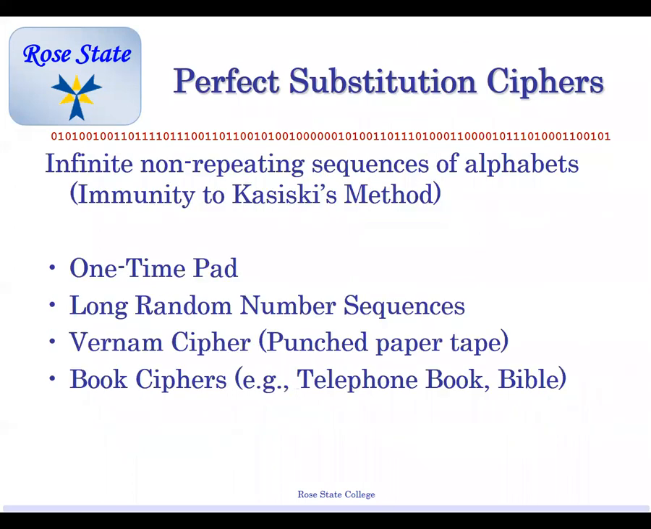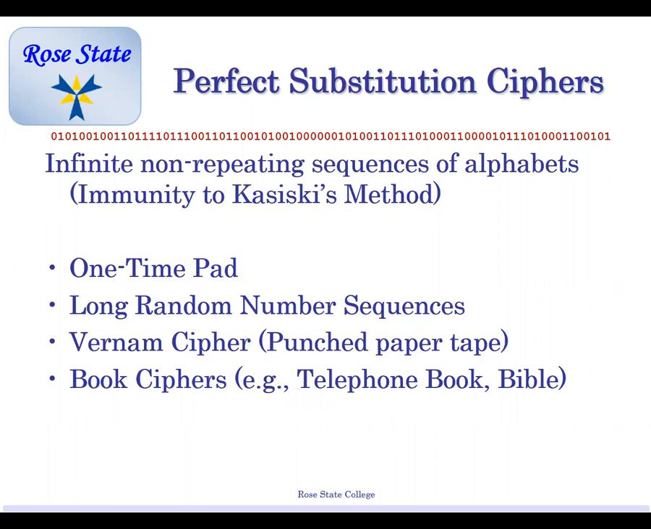Okay. So there are some perfect substitution ciphers. An infinite, non-repeating set of alphabets is immune to this, because the whole reason the Kasiski method works is that it's a repeating string, you know, the repeating key in there, like Dickens, Dickens, Dickens. Okay. So things immune to it are one-time pads.